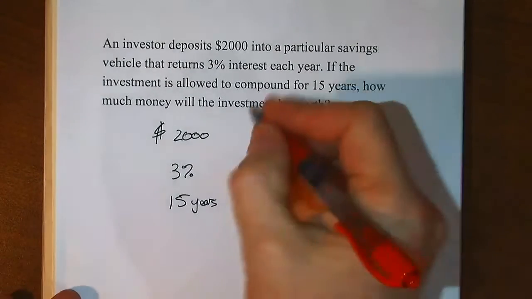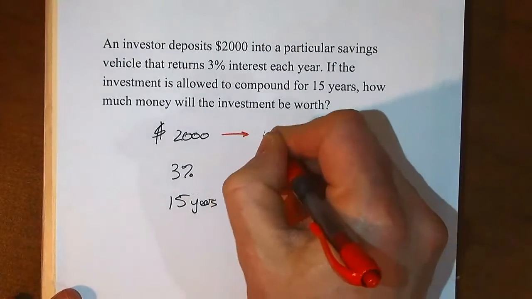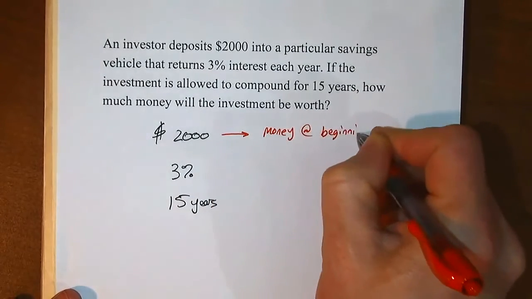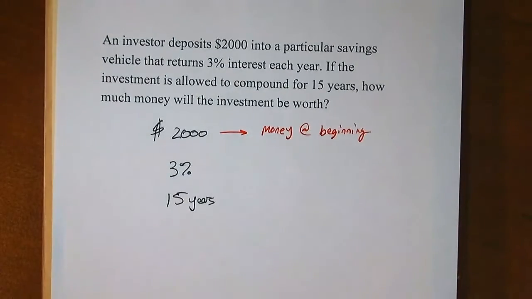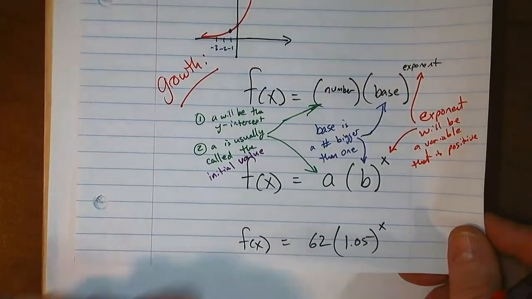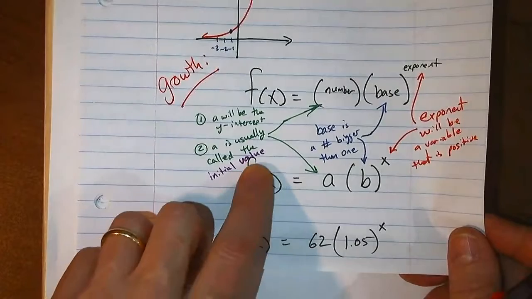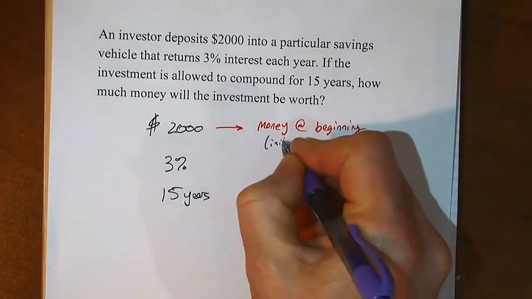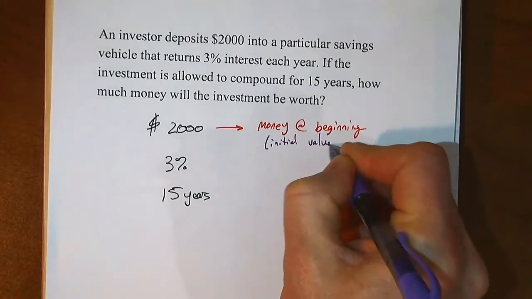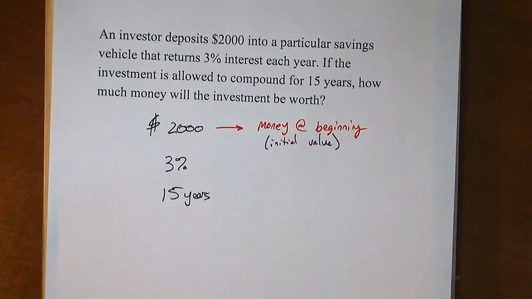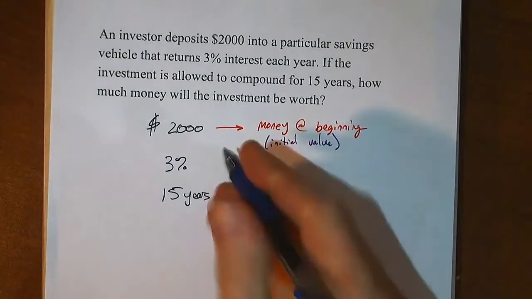Well, the $2,000, that's how much money we started with. I'm just going to say money at the beginning. If you think back to what we just got done talking about, if this is the money we started with, doesn't that sound an awful lot like an initial value, right? The money we started with. So this is our initial value. In just a minute, when we start making an equation, this is going to end up going into our value for A.